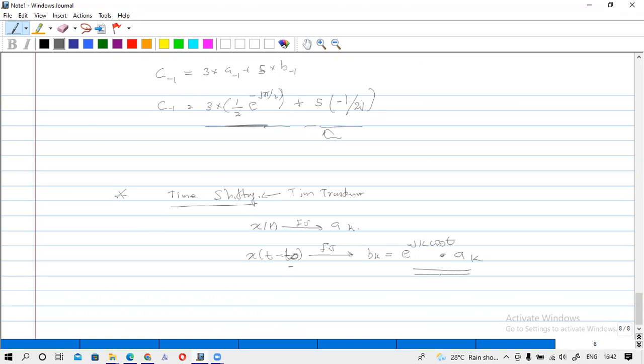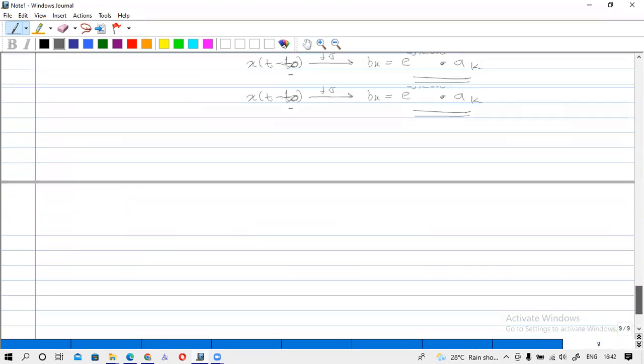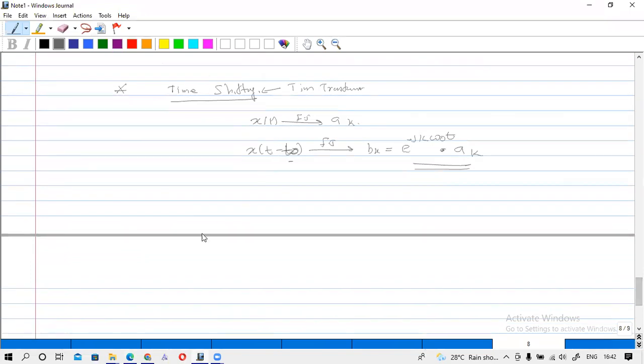Correct? Okay. To illustrate this time shifting property, I will take an example quickly. Let's say that you have yt, that is sine 5t. You already know the a1. Let's say that the Fourier coefficients for this signal are a1 and a minus 1. You already found this. For a1, you will get 1 by 2j, and for a minus 1, you will get minus 1 by 2j.